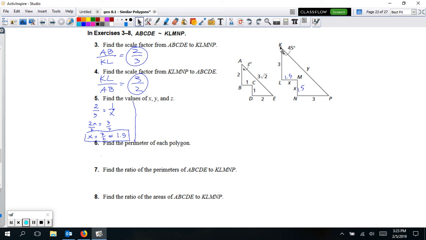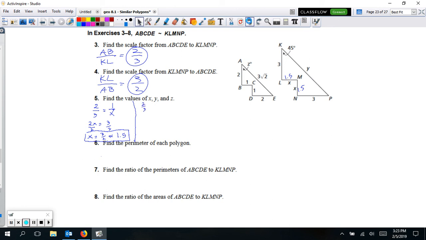To find the value of y next, y is this longer side here, which corresponds to AE, the 3 square root of 2 here. So we're going to use the scale factor again. I'll use the 2/3 from smaller to bigger. If I wanted to go from the bigger to the smaller, I would do the 3 over 2. But I'm just choosing to go from smaller to bigger.